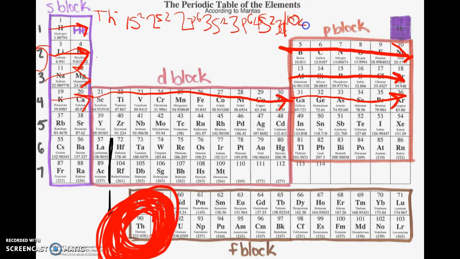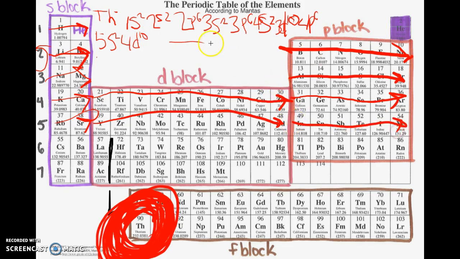4P6. Now you go down to the 5. 5S2. Jump down one for the D block. You get 4D10. Jump across. Jump up a number since it's the P block. 5P6. Jump down again.